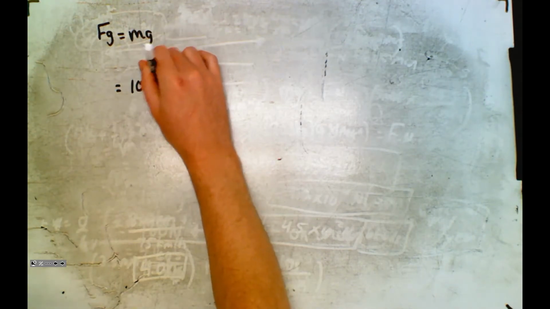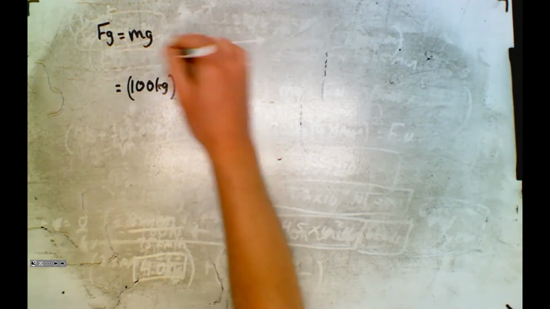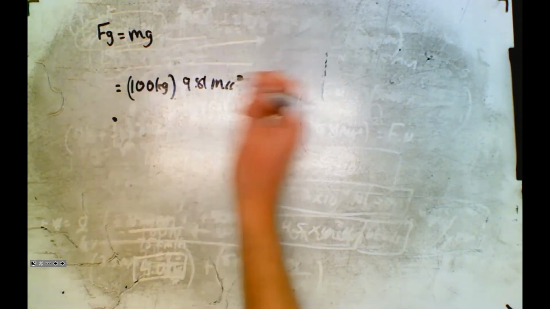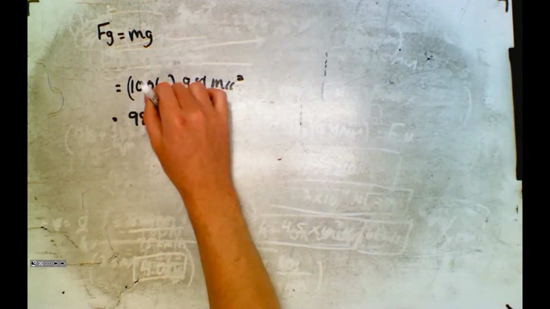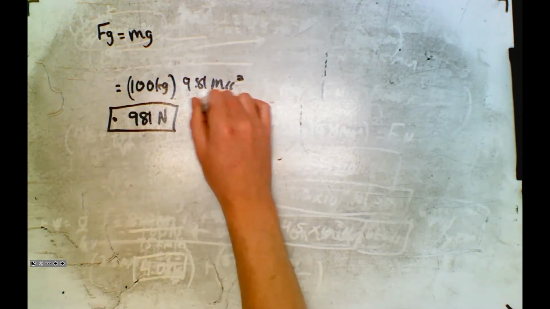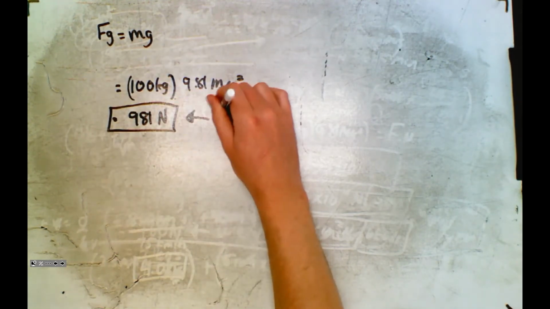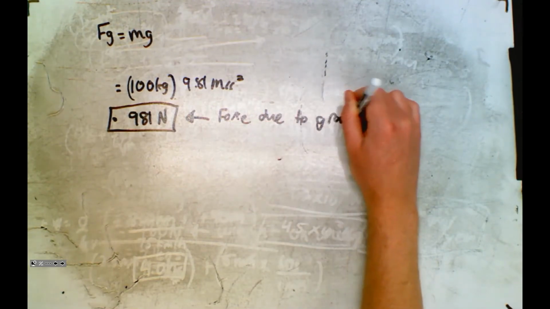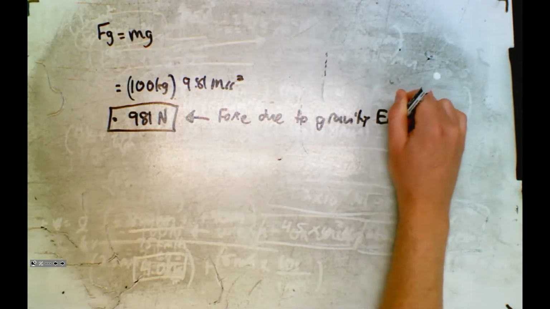So we have a 100 kilogram object. g is 9.81 meters per second squared. So that's really easy to calculate. That's just going to be 981 newtons. So that is the force due to gravity on Earth.